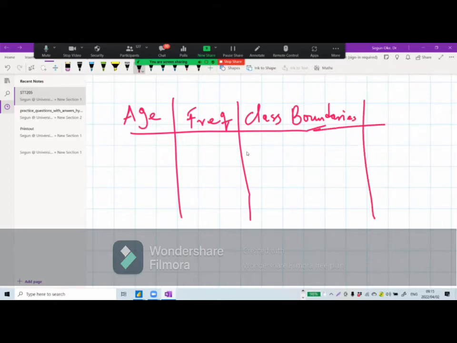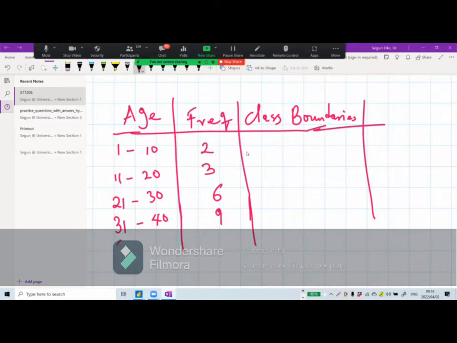Remember, your class boundary is divided into two. So we have 1 to 10, and the frequency here is 2. We have 11 to 20, the frequency here is 3. We have 21 to 30, the frequency here is 6. We have 31 to 40, the frequency here is 9. We have 41 to 50, the frequency here is 4.